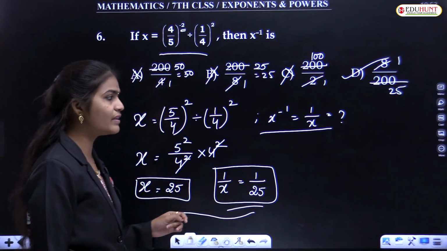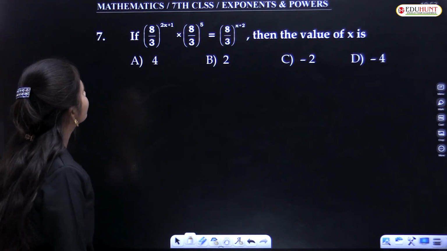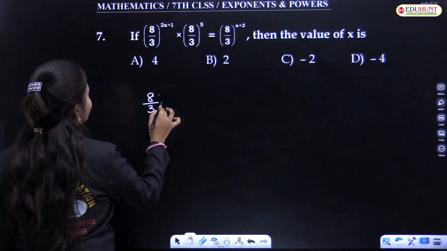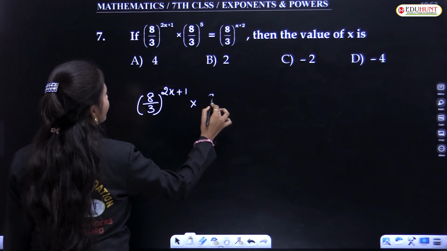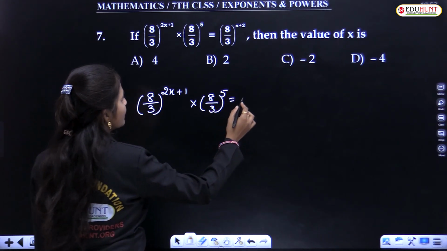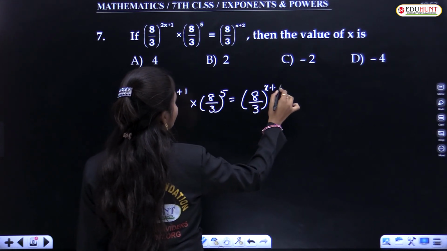Next let us see the seventh question. So what is that seventh one here? This is also easy only, no? So what is that? (8 by 3) whole power 2x plus 1 into (8 by 3) whole power 5, which is equals to (8 by 3) whole power x plus 2.